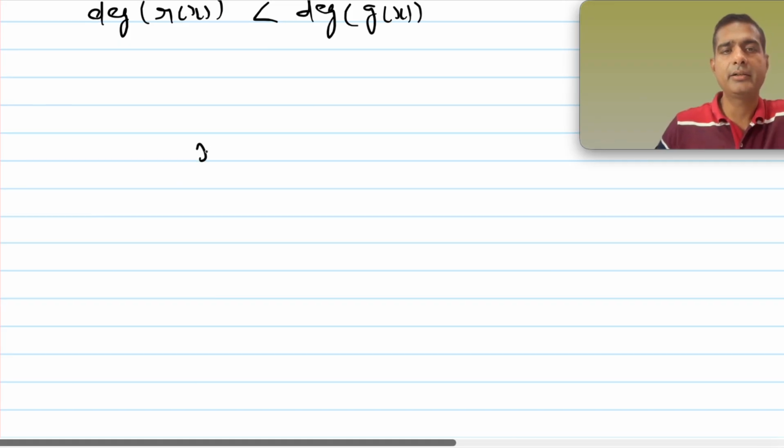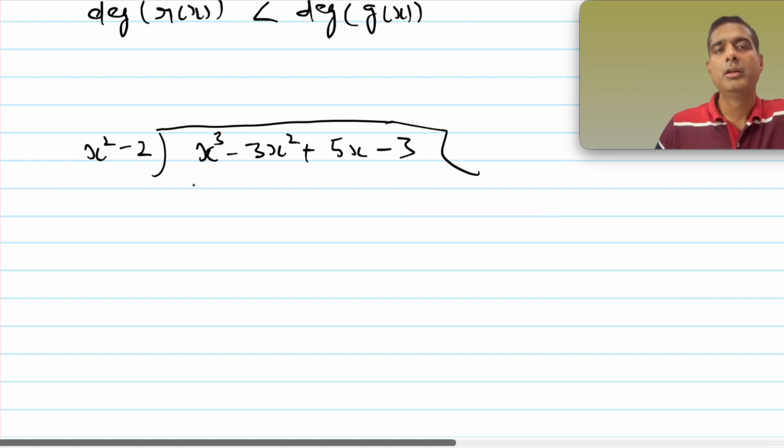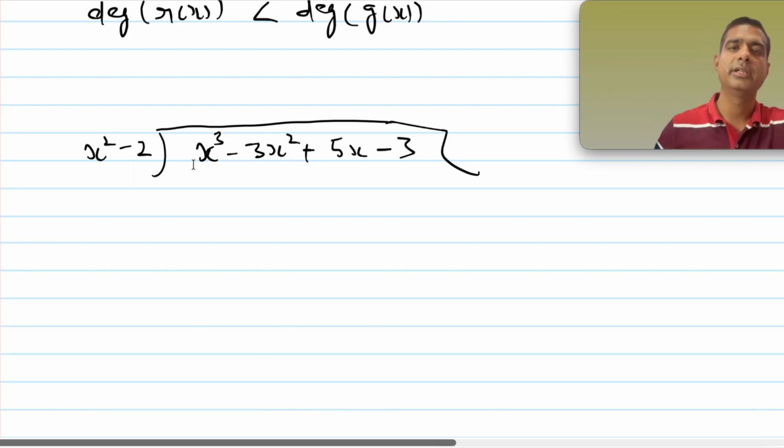So let us try to understand how to divide two polynomials by taking an example. Let us divide x cube minus 3x square plus 5x minus 3 by x square minus 2. First of all, we have to write the dividend polynomial and the divisor polynomial in their standard form. Standard form is in the order of decreasing degrees of the terms. So here they already are in the standard form, so we don't need to worry.